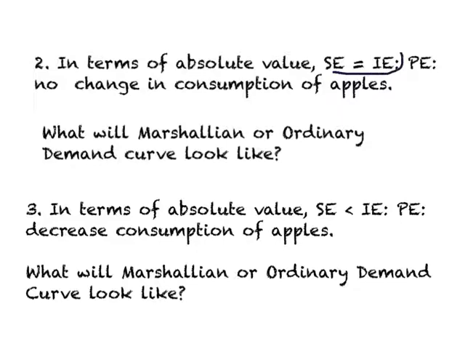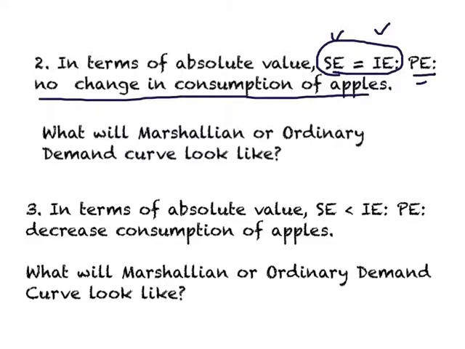Now look at another possibility when apples happen to be an inferior good, and in this case one possibility is substitution effect equals income effect. We know in case of inferior good, substitution effect and income effect will act in opposite direction, but if these two are equal, then they'll cancel out each other, or price effect will be what? No change in consumption of apples. Now in this case, what will an ordinary or Marshallian demand curve look like when we are looking at an inferior good and the substitution effect cancels out the income effect? In this case, the ordinary demand curve will be vertical.